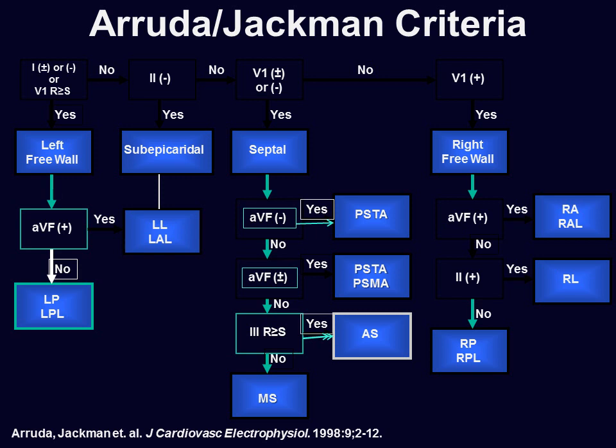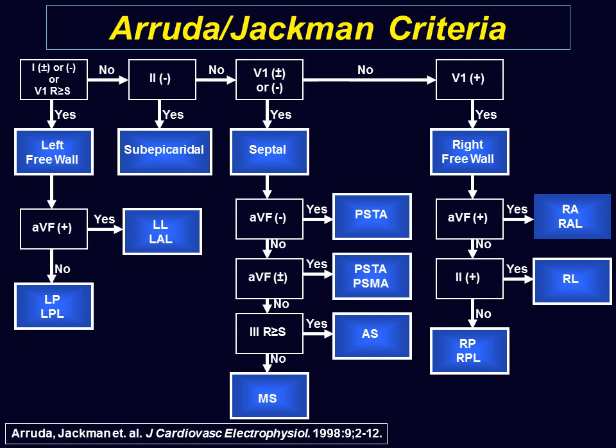If your V1 is positive, it's a right free wall pathway. AVF positive puts it right anterolateral. Negative pushes you towards posterolateral. And of course, if lead 2 is positive, it makes it more right lateral.